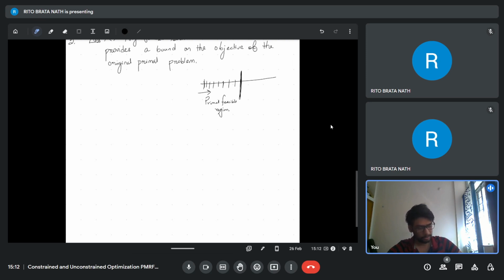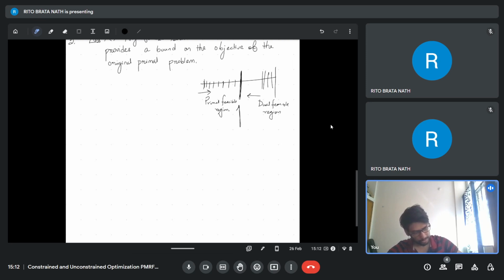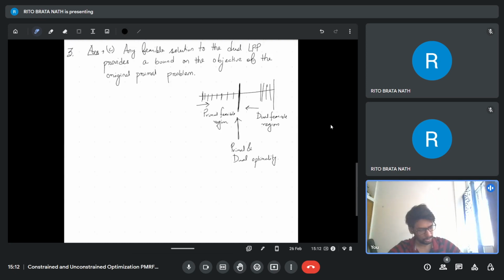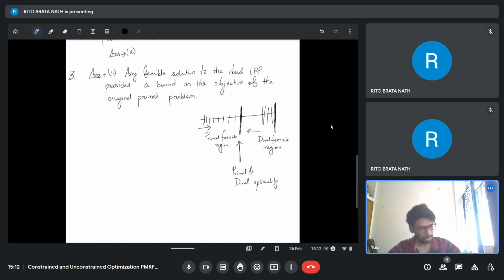Your dual feasible region could be a minimization problem. You are trying here, here, here, and moving in this direction. So this could be a dual feasible region, and this would be the primal and dual optimality. I'm talking about the objective function, so they should match. Any feasible solution to this dual LPP will provide an upper bound to the objective of the primal solution. So that's the idea. I think you have understood this.